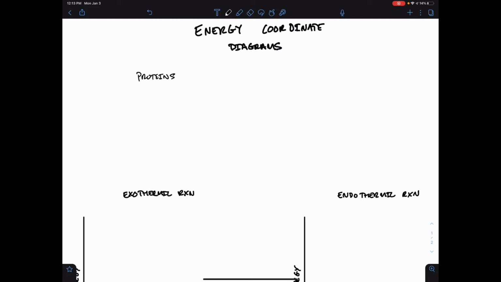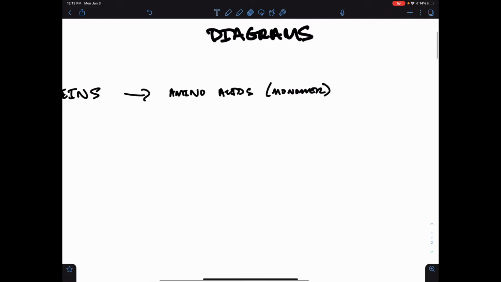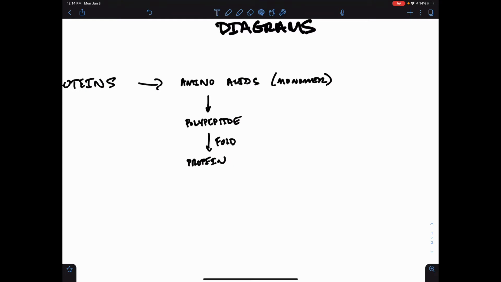Now, proteins, remember, are made up of amino acids. They're the monomer. And when you take a bunch of amino acids and you put them together, you get a polypeptide. And when you fold that polypeptide, you get a protein. So the shape, the folding pattern of a polypeptide is integral to creating a functional protein.